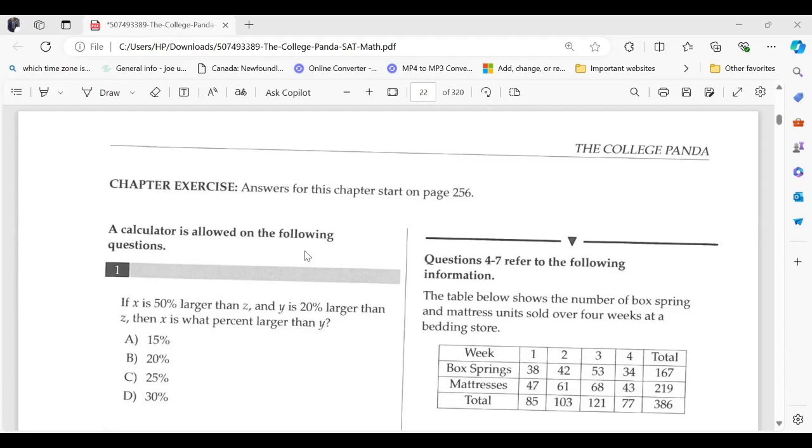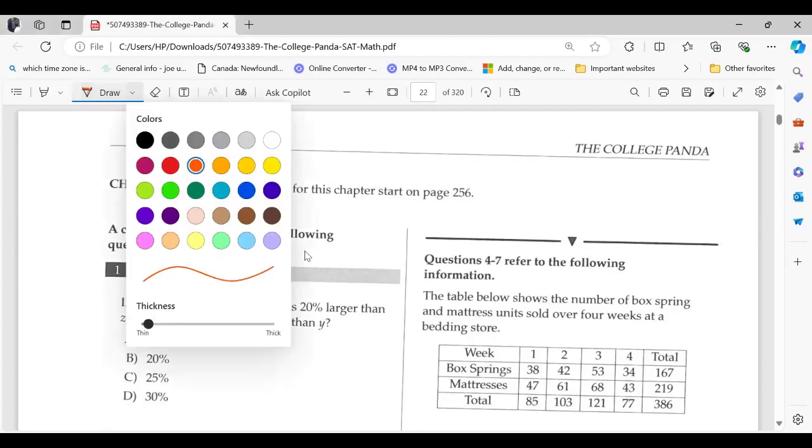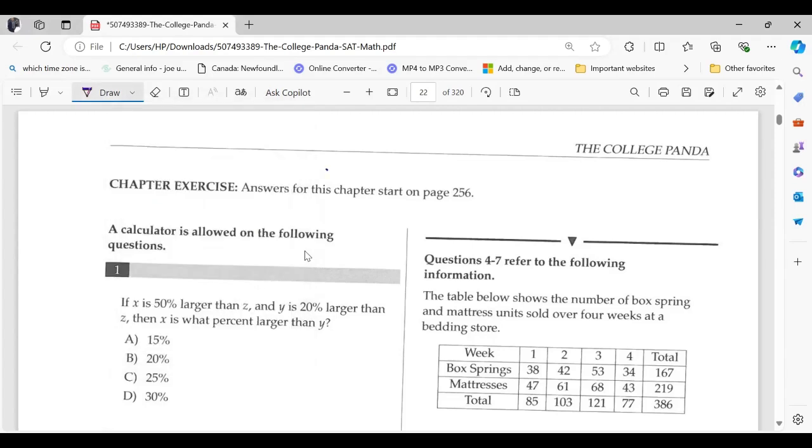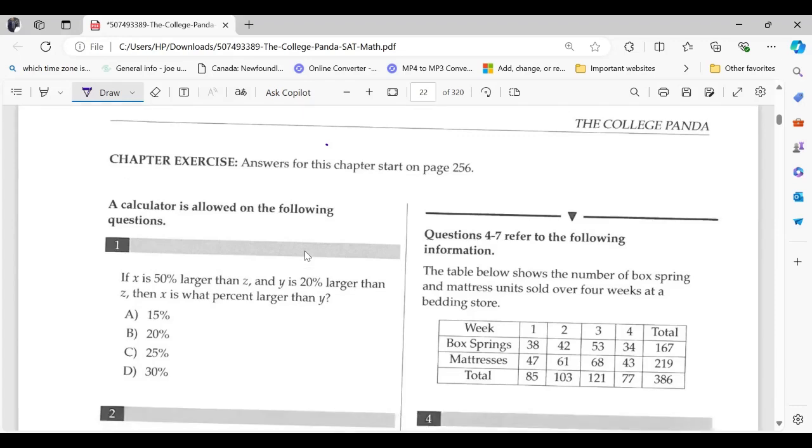Question number 1. Here, we are told that if S is 50% larger than Z, and Y is 20% larger than Z, then S is what percent larger than Y? So let's say now S is larger, so we can express S in terms of Z. S is larger than Z by 50%. So now the multiplier is 1.5.